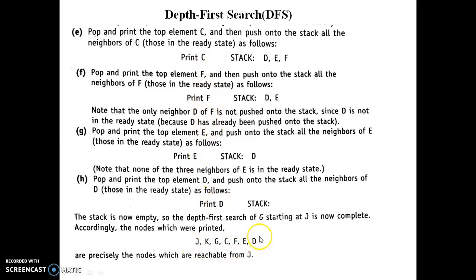So these are the reachable nodes from the J node itself, precisely the nodes which are reachable from J. So this is how the DFS algorithm works. That is, if you want to find out the reachable nodes from a particular node or a particular vertex, then you need to consider this DFS algorithm.